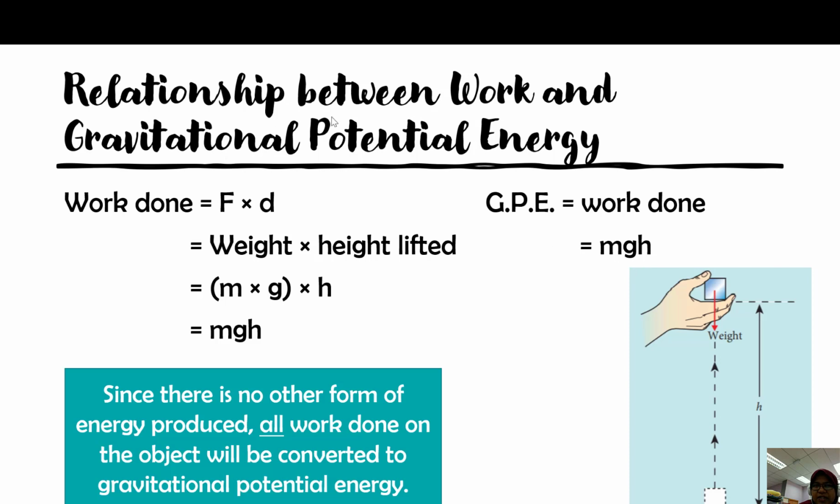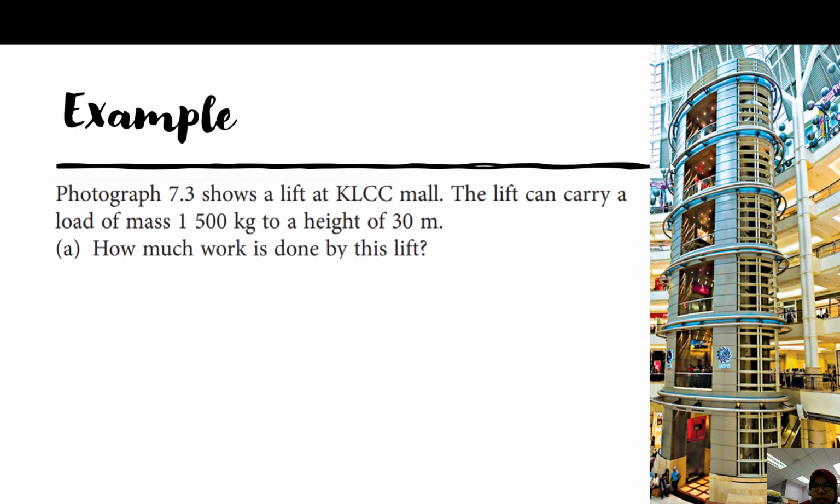So what is the relationship between work and gravitational potential energy? The relationship is that gravitational potential energy is equal to work done. So let's look at this example.